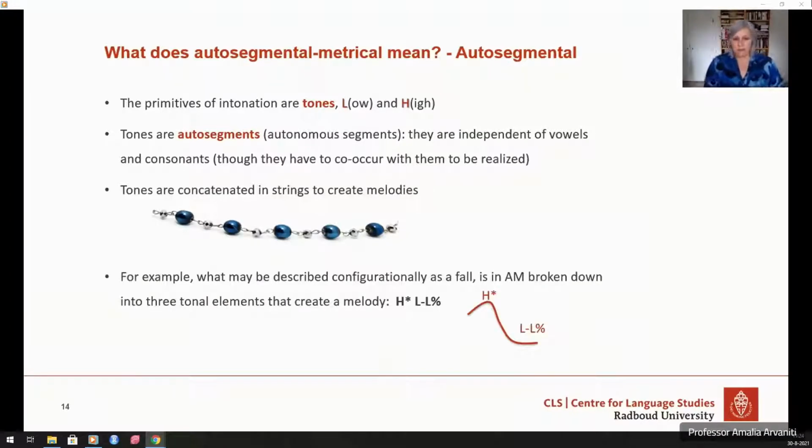So to give an example, what configurationally, for example in the British school, may be described as a fall, in AM is broken down into three elements that together create the same melody. A high star accent, which gives you the little rise at the beginning, and two low edge tones at the end that give you the fall and low level stretch. And we will go into more detail about how we actually do this.